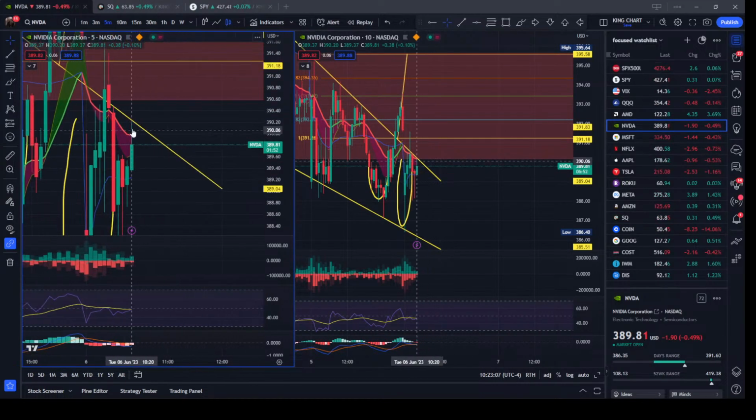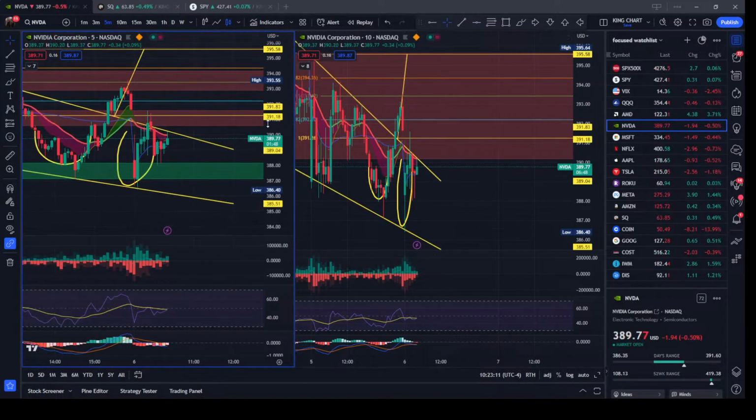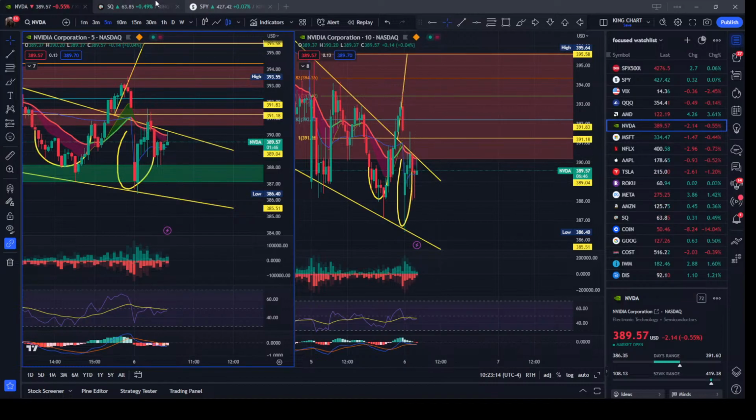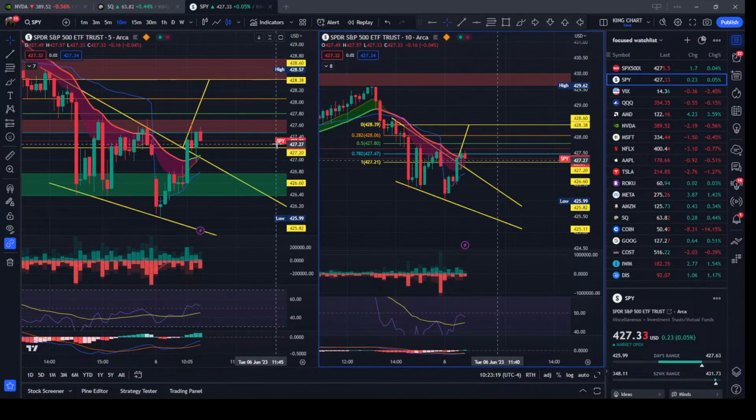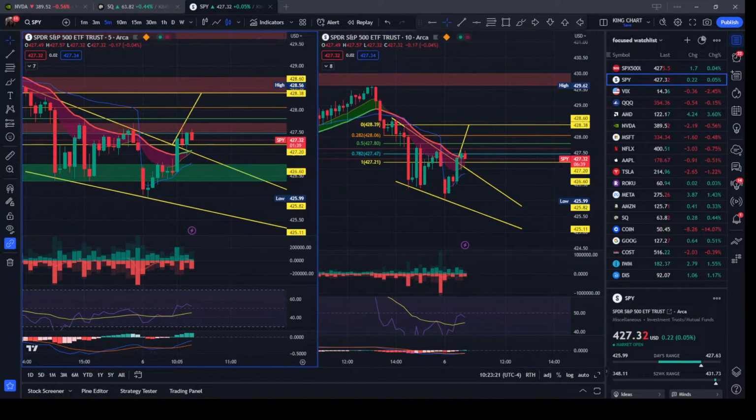Guys, see how strong this trend line is? Just touching right there, rejecting. Once you get those strong rejections like that on a trend line that you drew personally, it really shows that you found the right lines.